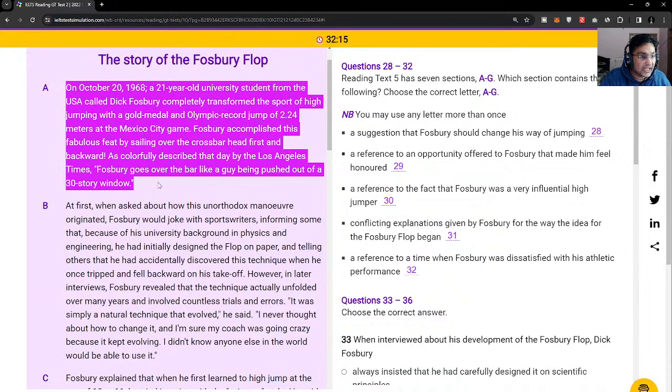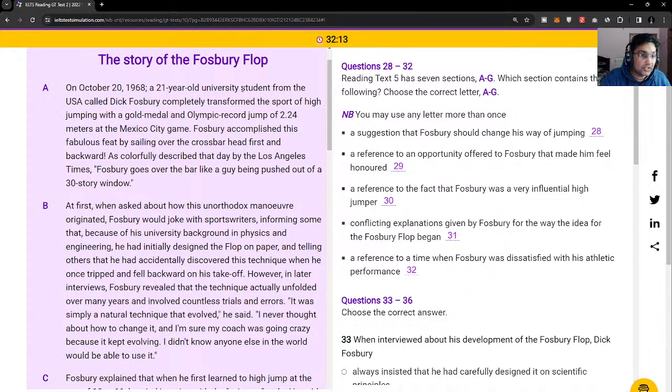On October 20, 1968, a 21-year-old university student from the USA called Dick Fosbury completely transformed the sport of high jumping with a gold medal, an Olympic record of 2.24 meters at the Mexico City games.